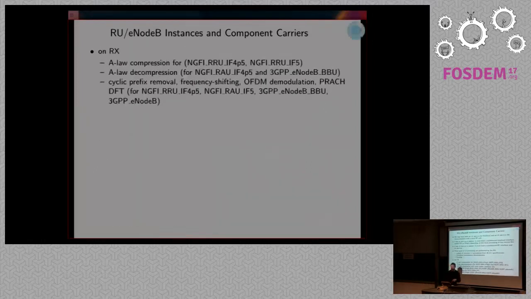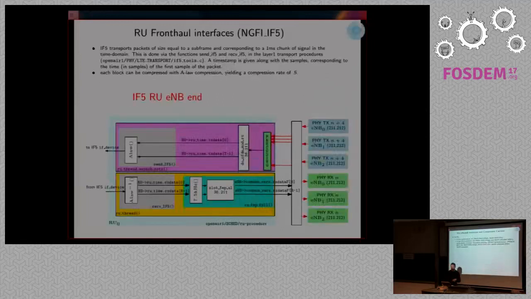I'm going to skip that and just show the pictures. Right, so this is an example of the radio unit that implements the interface 5. So if you remember, the interface 5 was the one at the bottom of my picture there. And that was a time domain signal. So it's the IQ. This is equivalent to UHD. Okay, it's completely equivalent to that.